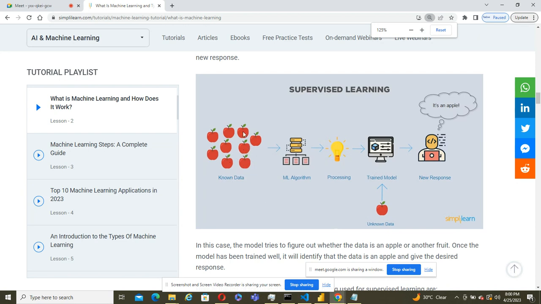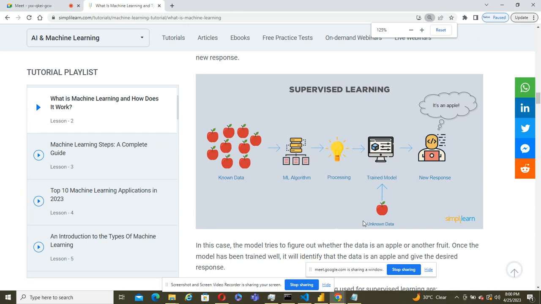Then we actually input the data into the algorithm. The algorithm processes the data, learns from the data. Now the next time we give a picture of a fruit to our model, it will be able to tell whether this fruit is an apple or it's not. Please note the difference here. In supervised learning, we know the data. We are building artificial intelligence that can differentiate apple from any fruit.